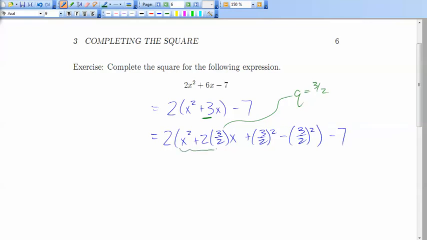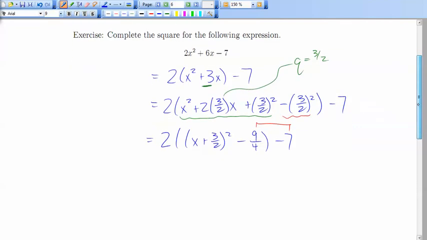Now, in these brackets, these first 3 terms can collapse down. They're exactly the structure I want. They can collapse down into that perfect square, x plus 3/2 all squared. Now I have another constant left over inside those brackets, so negative 3/2 squared is negative 9/4. And I'd like to combine together the negative 9/4 with the negative 7, but they're in different layers of brackets, so we need to expand out the outermost brackets first, distribute the 2 into both terms.